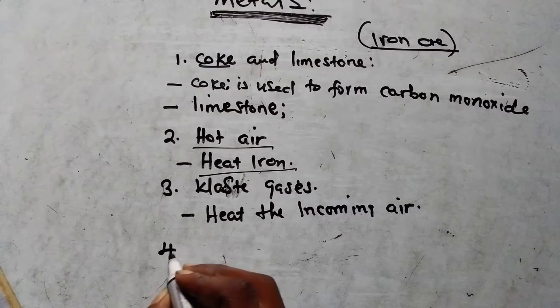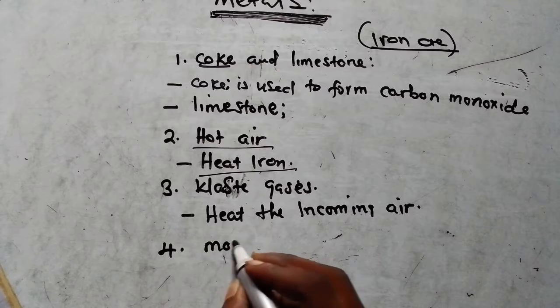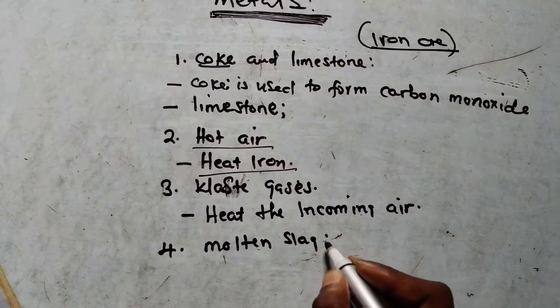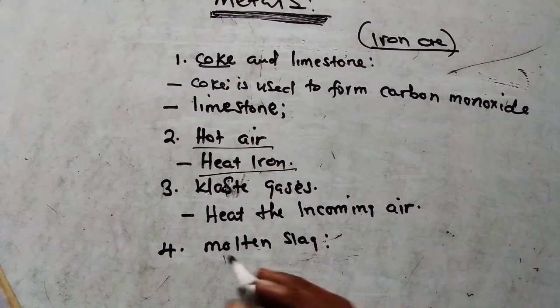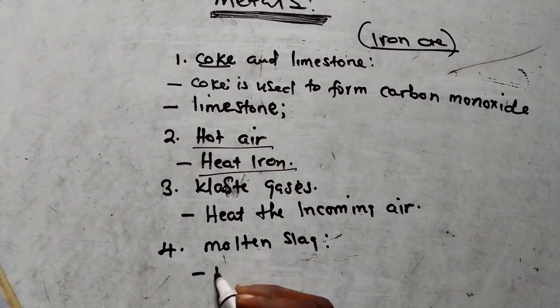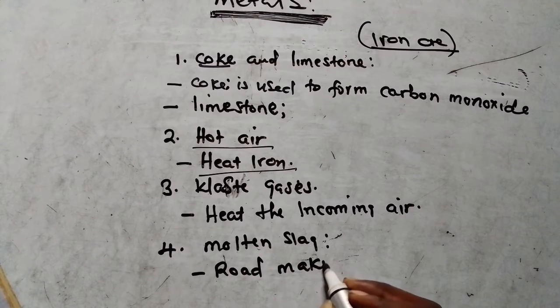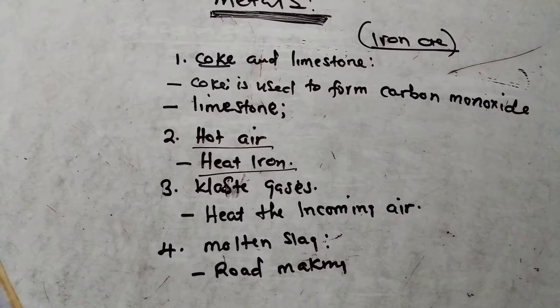Then 4. What's the function of molten slag? I think I've already explained about this. So this is used as road making. So this molten slag is used when making roads. Then we also have steel.